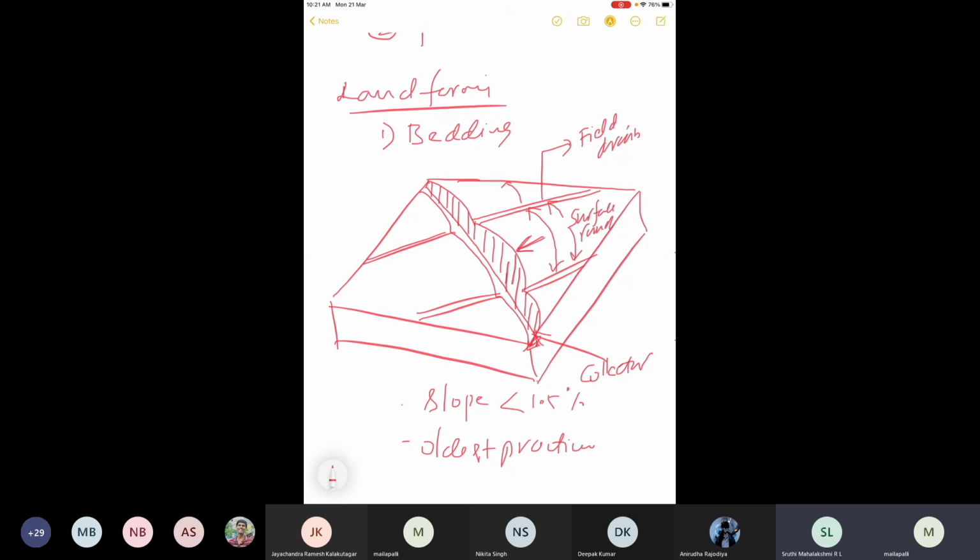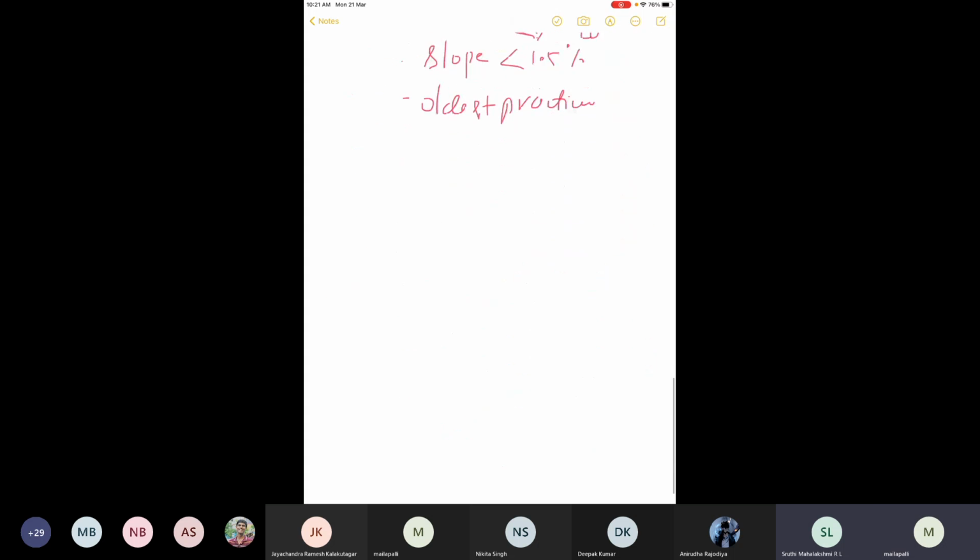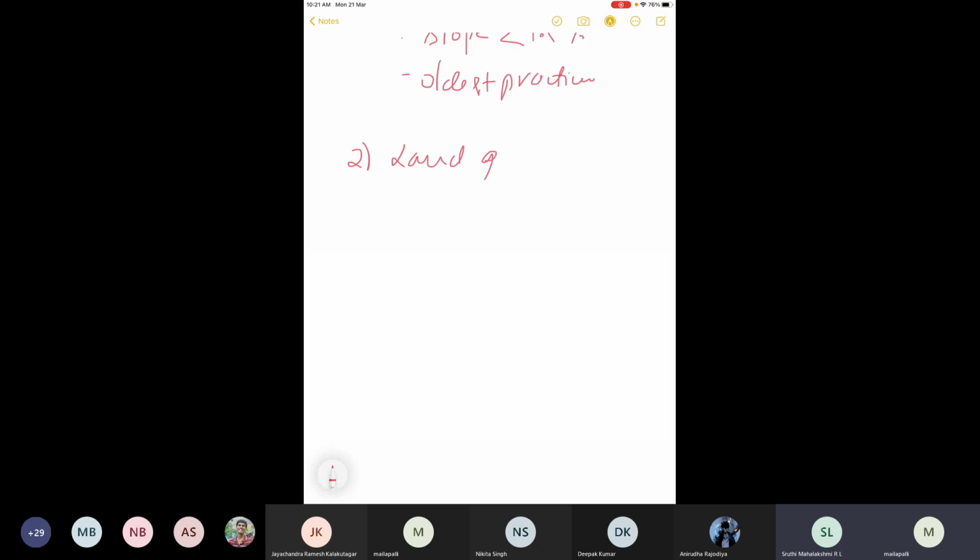And the next is land grading. The second land forming method is land grading. We are only talking about the surface characteristics, how to make the surface favorable for runoff. In the case of land grading, we mostly cut the land and fill the land in another place, for undulated fields.